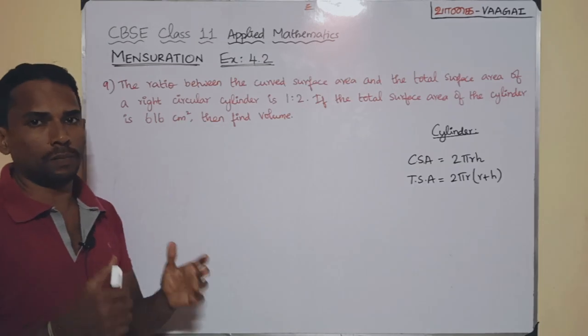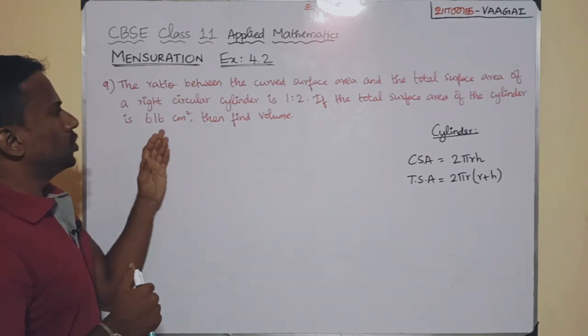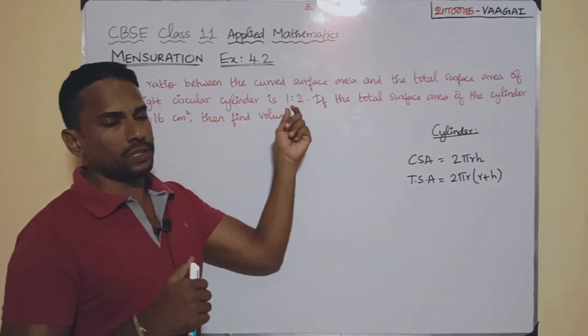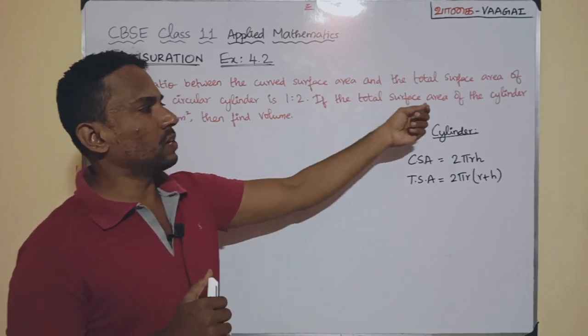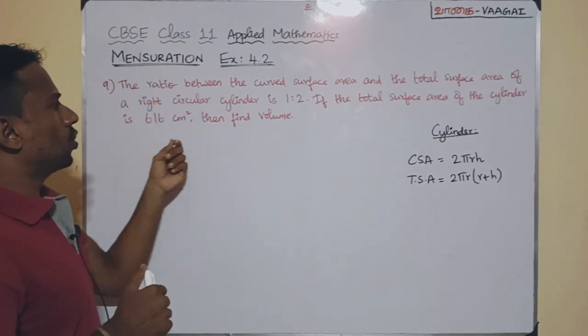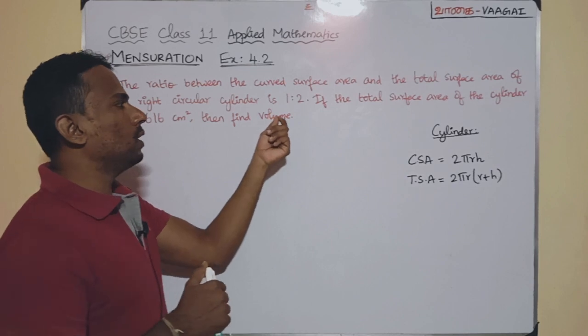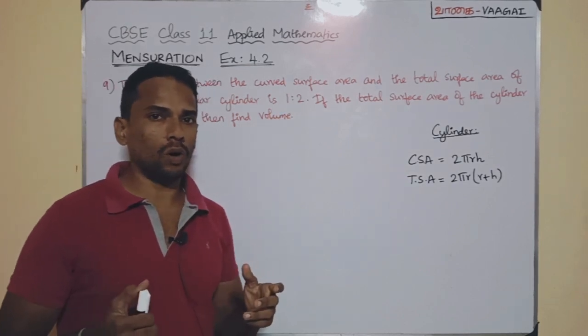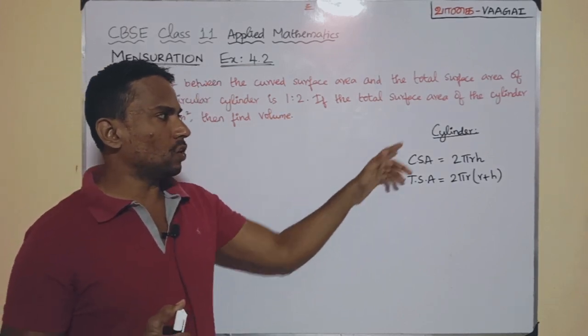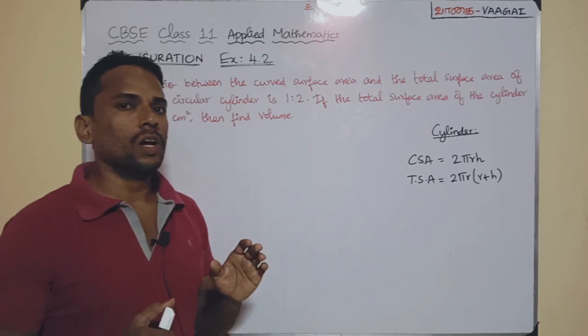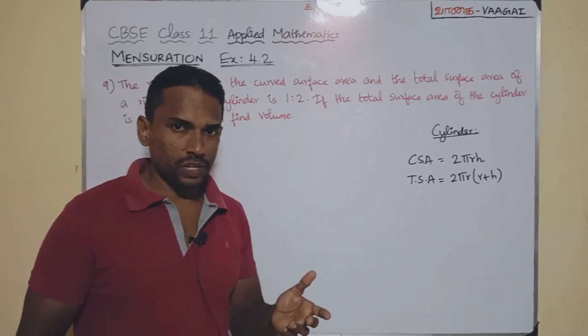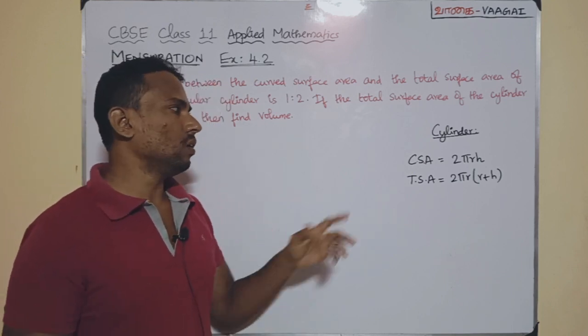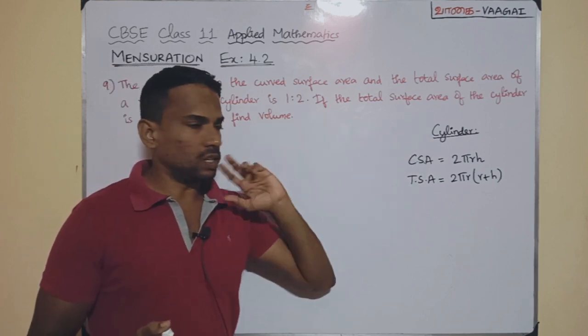Next we have question number 9 with us. The ratio between the curved surface area and the total surface area of a right circular cylinder is going to be 1:2. So they gave the ratio of the CSA and TSA of a right circular cylinder. Now to solve this problem, obviously we need to know the formulas for the CSA and TSA of a cylinder.